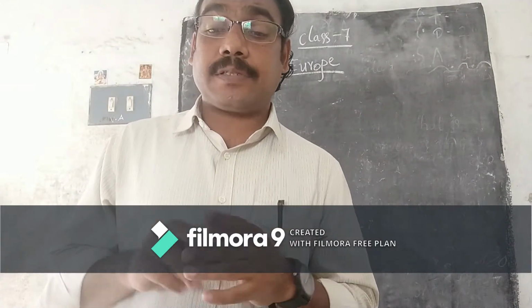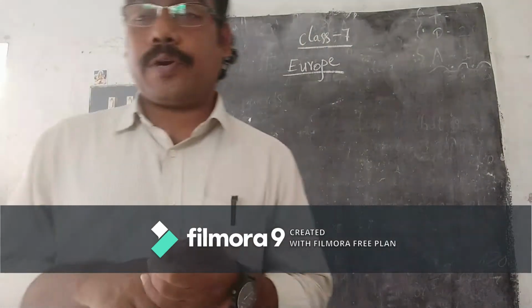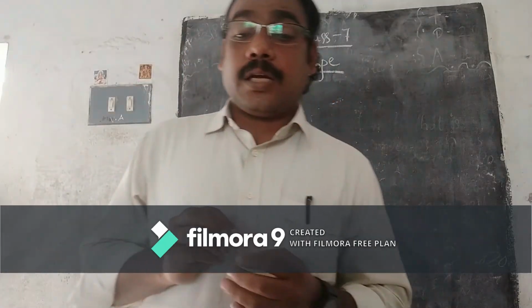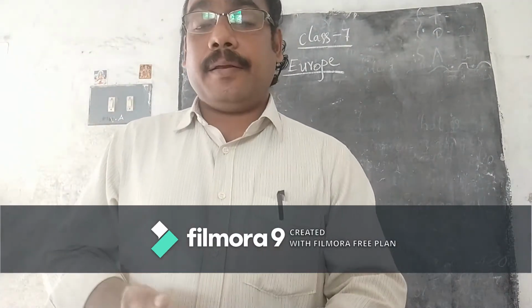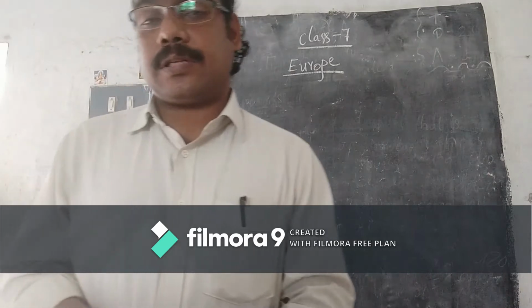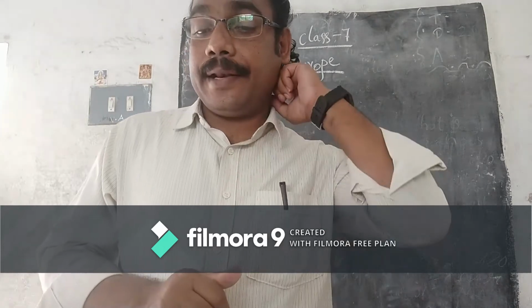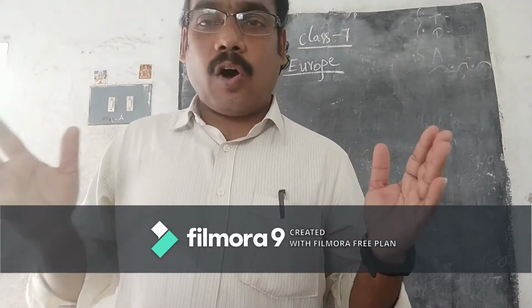Now, I also told you about the mountains of Europe. The main mountains of Europe are the Alps, Pyrenees, Caucasian and Ural. There are many rivers in Europe. Some river names are Loire, Seine, Rhine, Elbe, Oder and Volga. Among them, I told you Volga is the longest river.